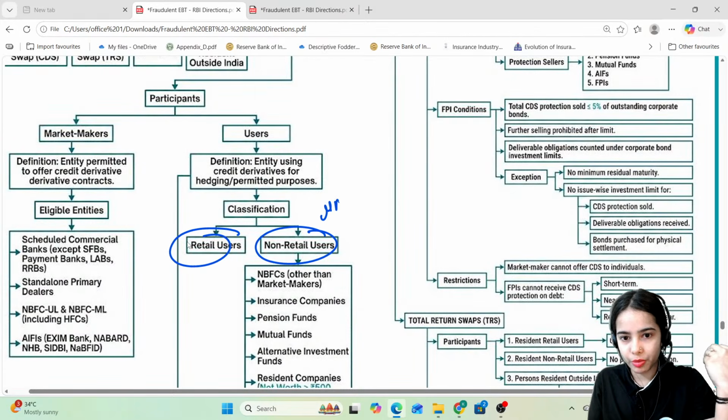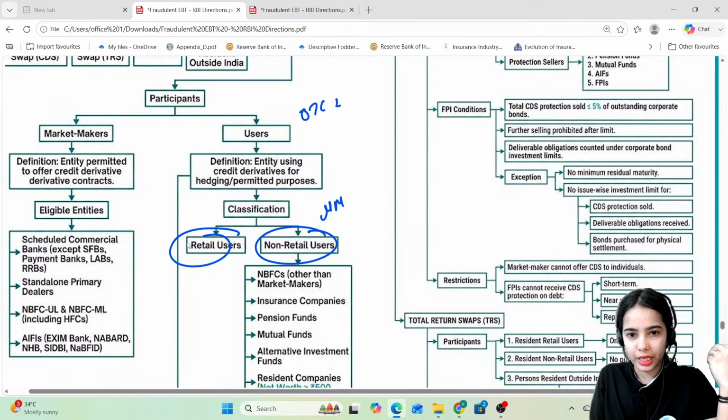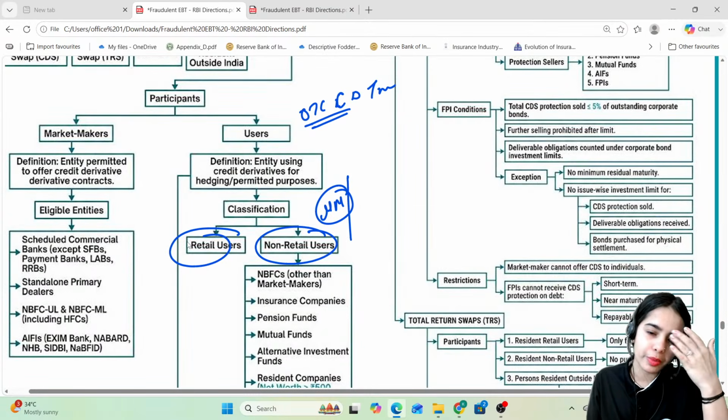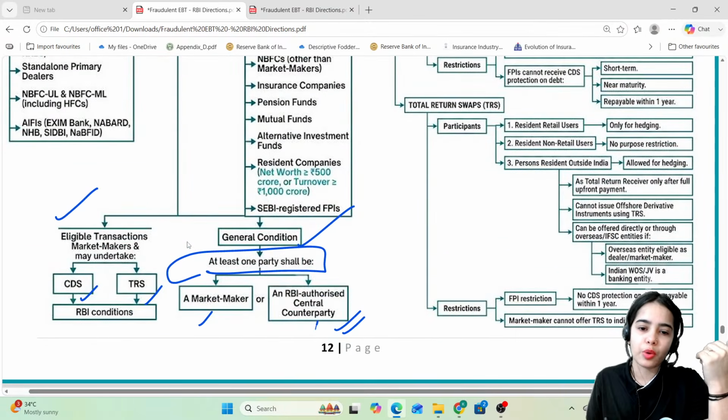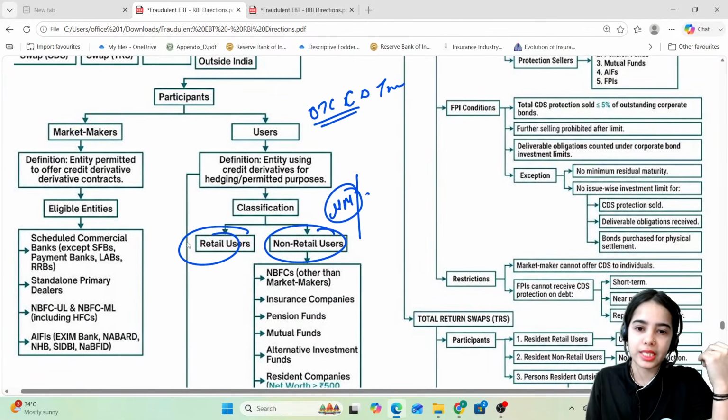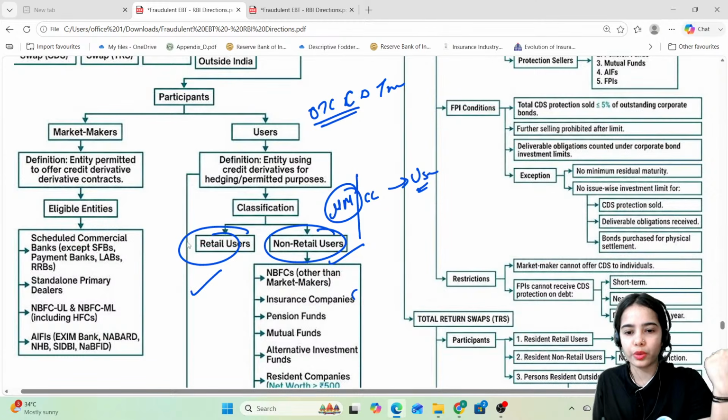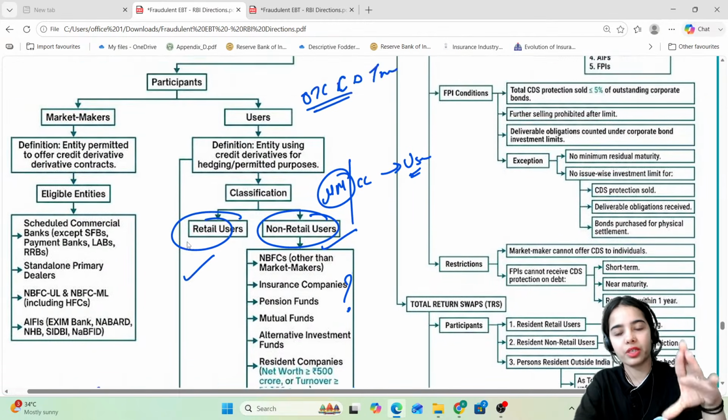So one party should be the market maker in the OTC credit derivative transaction. One party should be the market maker or the RBI authorized central counterparty, and the other party will be the user. It can be a retail user or non-retail users. Who are the non-retail users? That is the list that has been given.